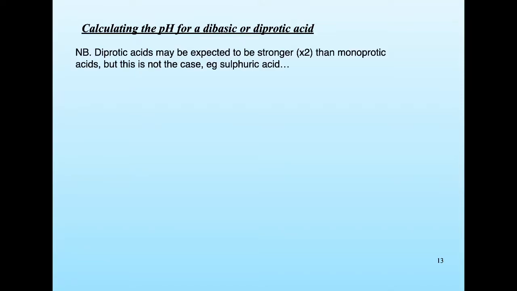Okay, let's have a look at the pH for a dibasic or a diprotic acid, as it's called. Now, you might have expected diprotic acids like sulfuric acid to be twice as strong as monoprotic acids. So you always kind of intuitively felt that H2SO4 was stronger than HCl. Okay? But it isn't actually the case.